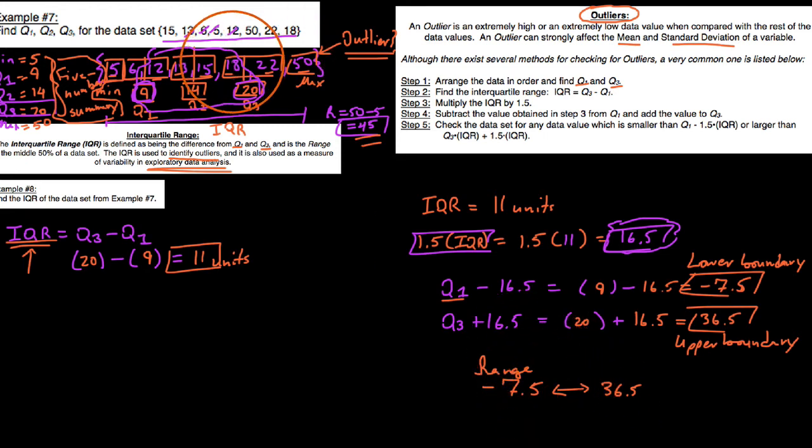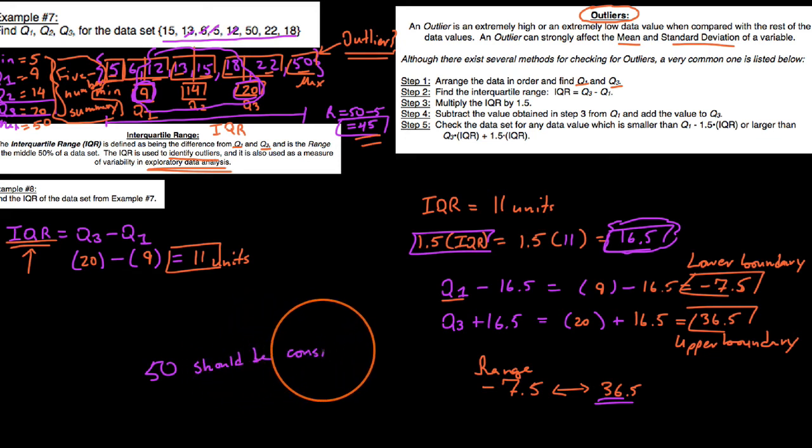So for instance, looking at the original data set, 15 falls between these two values. 15 is not an outlier. We suspected 50 of being an outlier, and the question is, was 50 an outlier? As a matter of fact, since 50 exceeds this upper bound, we would be able to say beyond a doubt that 50 should be considered an outlier. Again, it's because it falls outside that range.